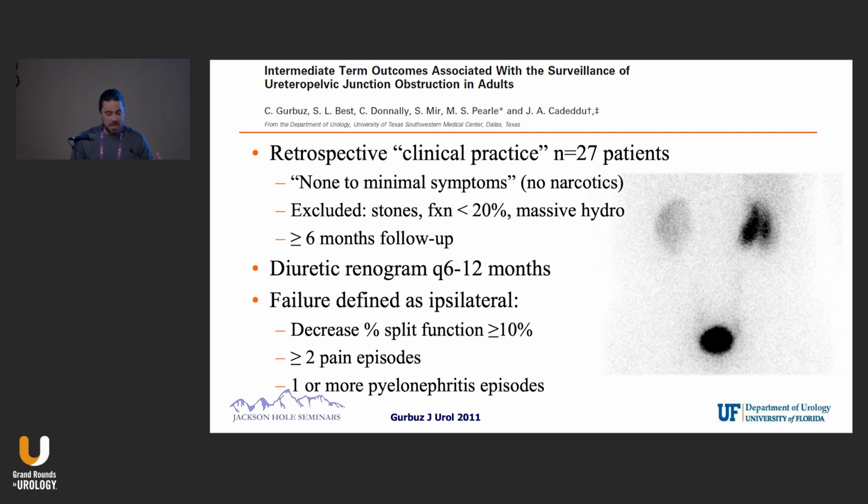These patients had no to minimal symptoms, maybe a couple episodes of pain, but that's all stopped. They excluded patients who had stones, very low renal function, or very massive hydronephrosis. And then they followed them at least for 6 months. They did have to exclude a few patients who did not have follow-up. And then they did diuretic urograms every 6 to 12 months. Failure was defined as a greater than or equal to 10% decrease in split function from the ipsilateral kidney, pain, or an episode of pyelonephritis.